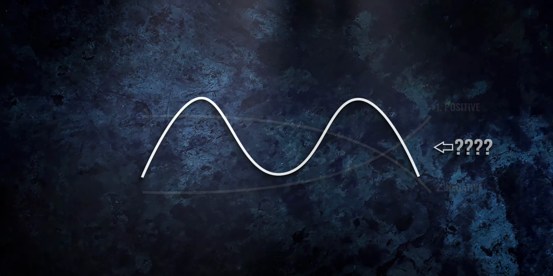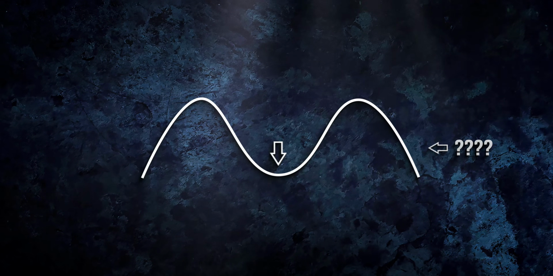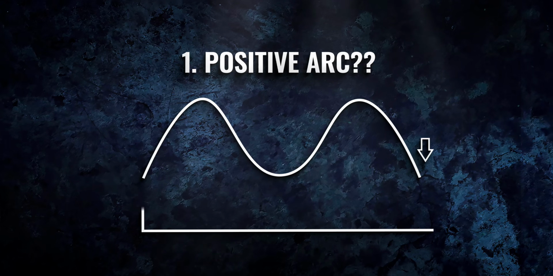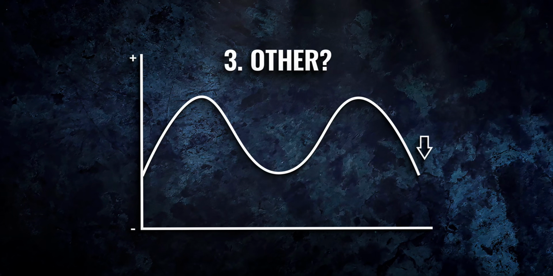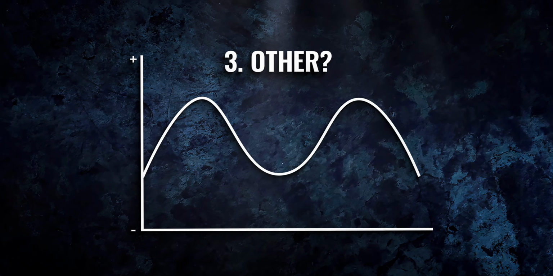But what about an arc that looks like this? It goes up and down and up and down. I mean, is this a positive arc? Is this a negative arc? Surely this is a different type of arc. A 3rd type of arc. So there are more than 2 arcs. I knew it. Not so fast.